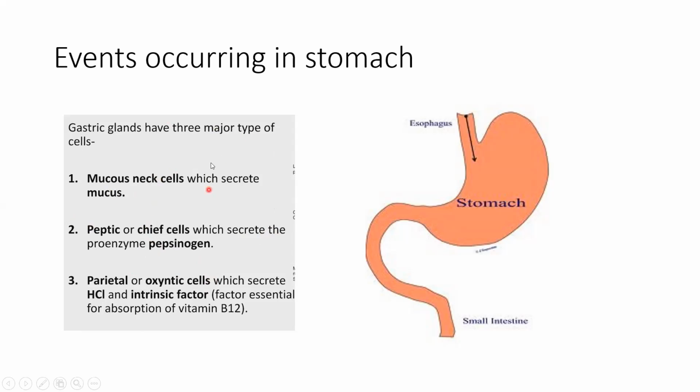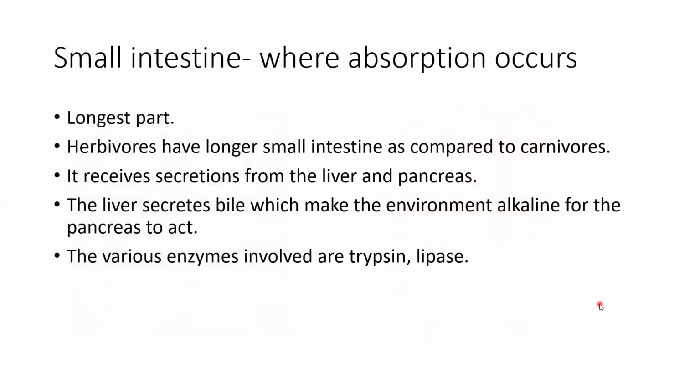So when all this process happens, the HCl is secreted and the pepsin gets activated. The food then starts moving towards the next part of the alimentary canal, that is your small intestine. The food that comes from the stomach is going to be acidic in nature. The small intestine is the place where the actual absorption of food occurs.